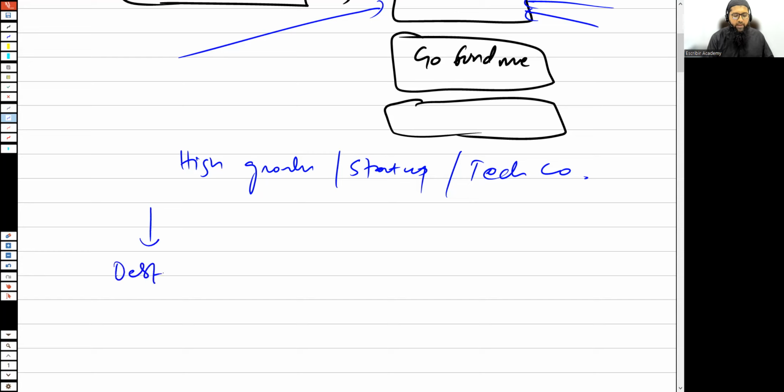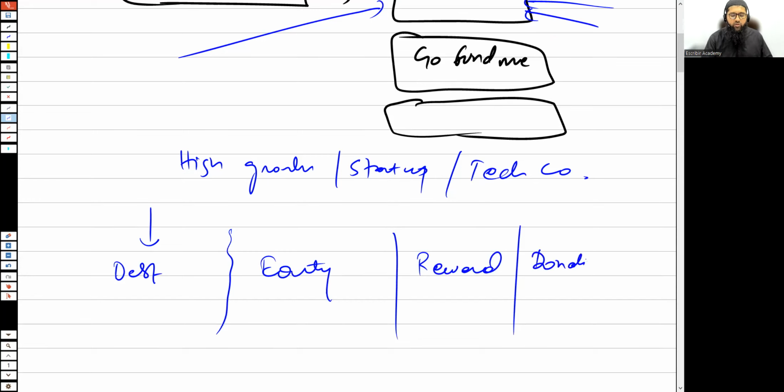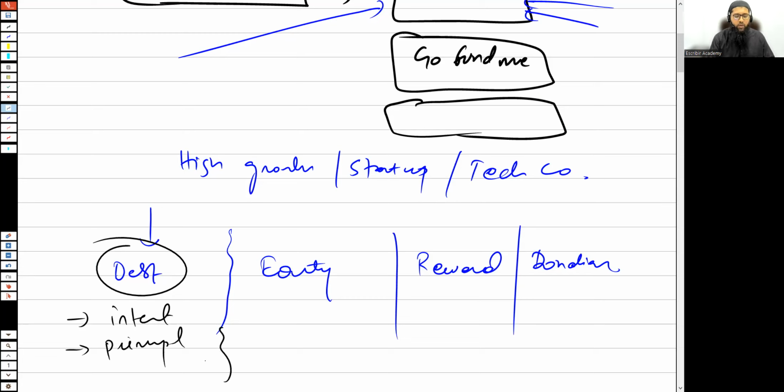When you go for crowdfunding, there are different ways of raising funds from the crowd. One is debt based, another is equity based, the third is reward based, and the fourth is donation based. Debt based is just like issuing a bond or a debenture: you raise finance from the public, and in return you guarantee that you will pay interest and repay the principal. Equity crowdfunding is just like issuing the stocks or shares of the company to investors, and in return you commit to paying dividends to them.